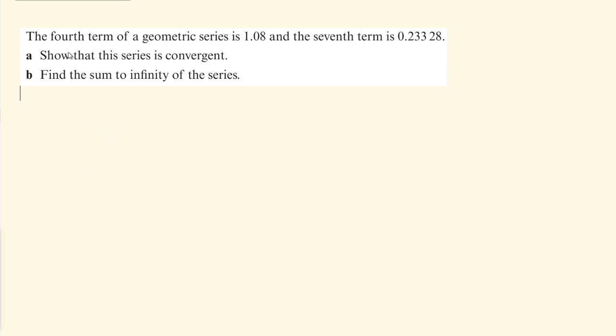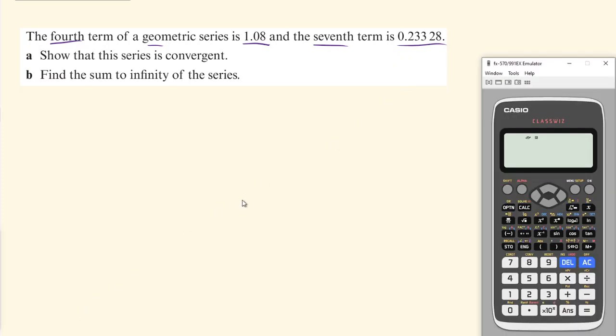So for the first example, we have a fairly straightforward question. The fourth term of a geometric series is 1.08, and the seventh term is 0.23328. It's not the nicest number, but get a calculator, so it'll be fine. And part A says show that this series is convergent.